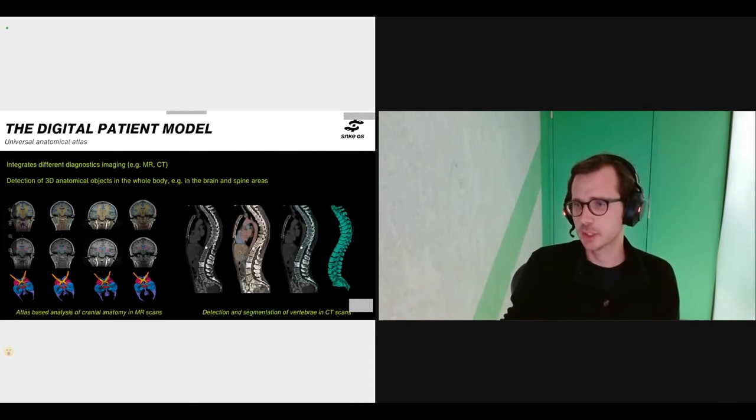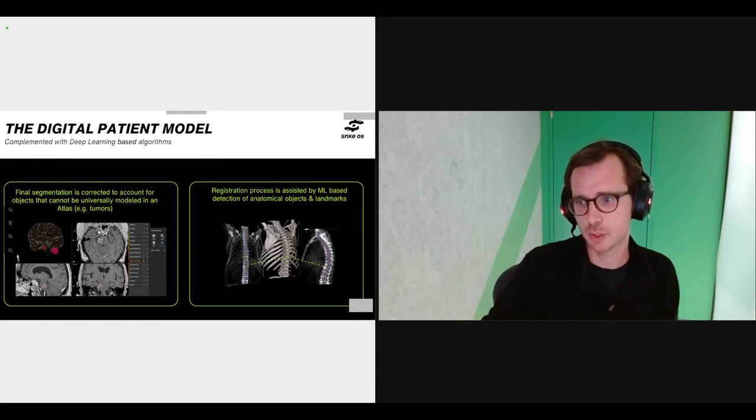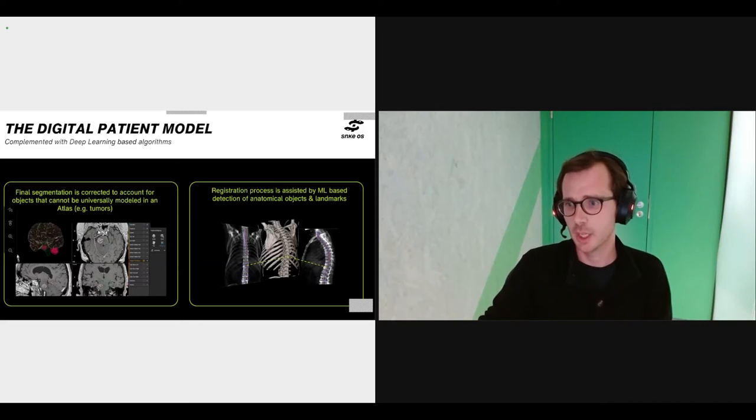It integrates different types of diagnostic imaging like MR or CT, and it also works over different anatomical objects in the whole body, for instance the brain or the spine areas in these examples. It works pretty nicely for objects which are standard, which can be modeled with an atlas. However, there are some limitations. If some objects cannot be universally modeled, the segmentation still has to be corrected. Maybe the most typical example for this is pathologies like tumors. The brain is quite standard between different patients, but as soon as you have anomalies in the brain, you will have to update the atlas to account for those anomalies.